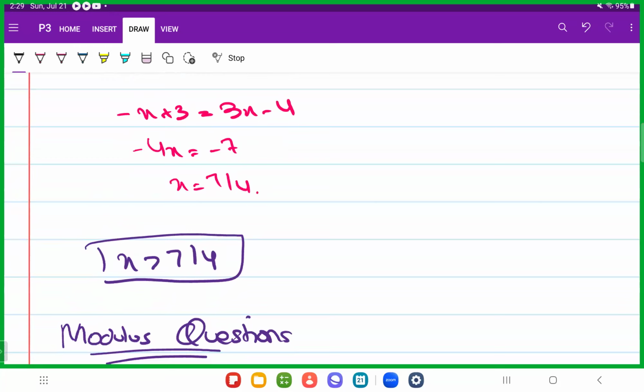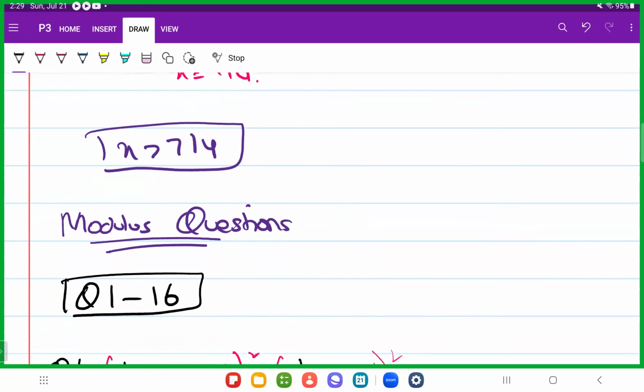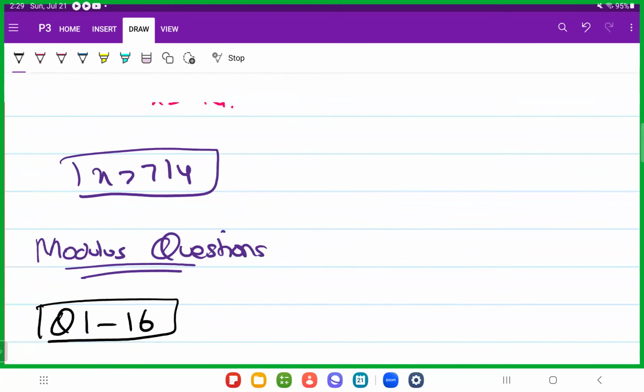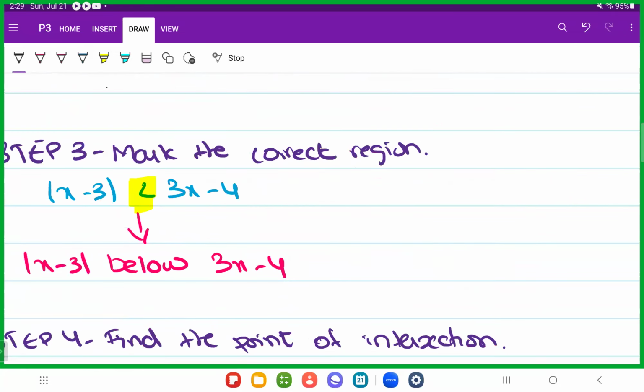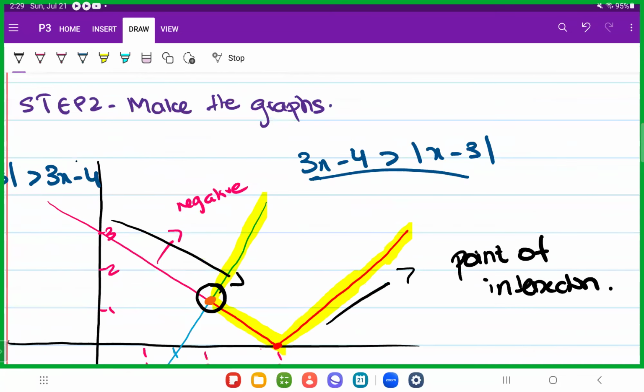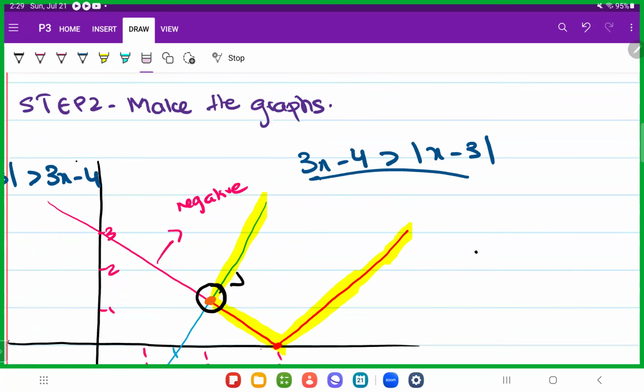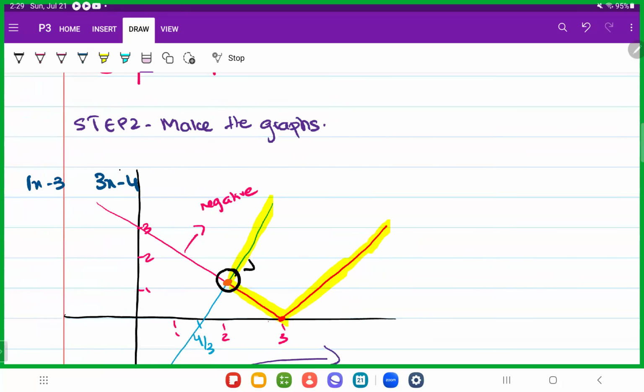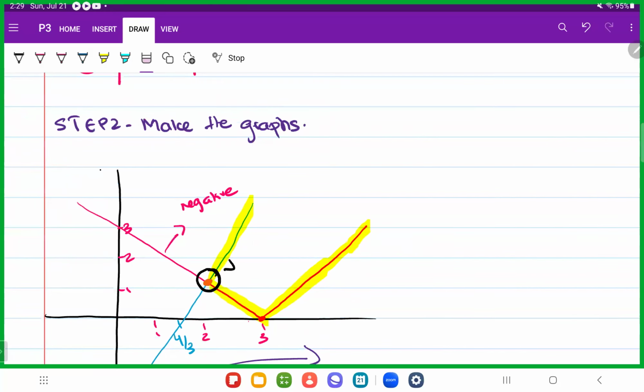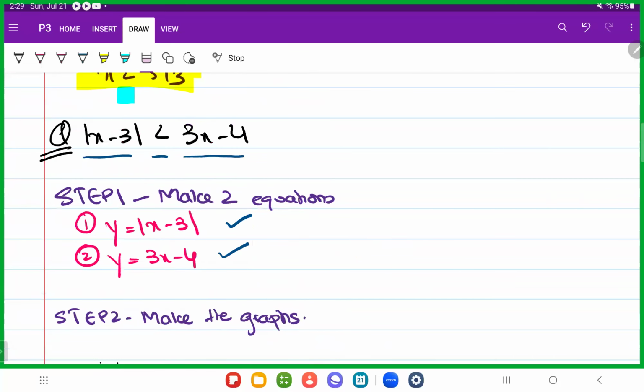Make sense? Can you explain finding out the higher and lesser points on the graph again? Yes, of course. Higher and lesser basically means when I look over here... wait, let's go step by step again on this question. So I have the equation x minus 3 is less than 3x minus 4, all right?